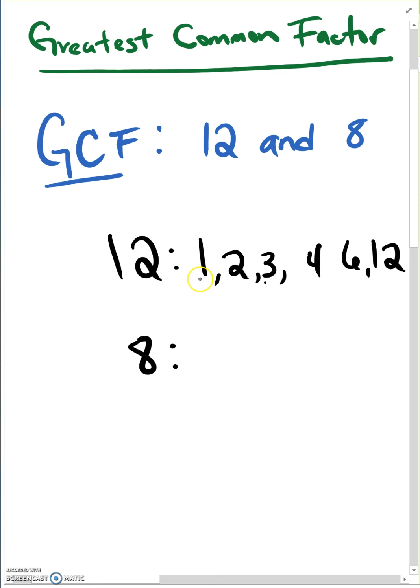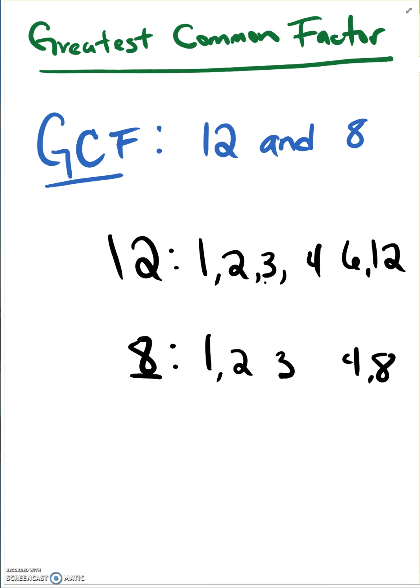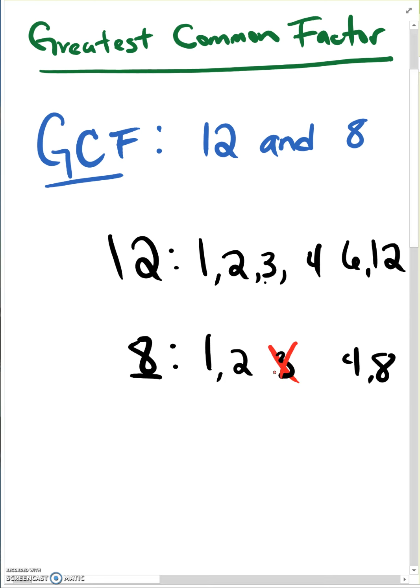Okay? Then I would move on to the 8. What numbers, when multiplied together, would give me 8 as the answer? Okay, let's see. 1 times 8, obviously. And then 2 times 4, obviously. And then 3 times, well, actually, 3 times nothing gives me 8. So, we don't write that one down.